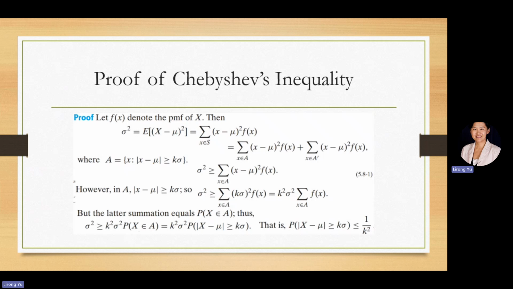So what does that mean? We have this idea, since inside A all the x minus mu is bigger than k times standard deviation. So now we have x minus mu, and we know inside A it is bigger than k times standard deviation.